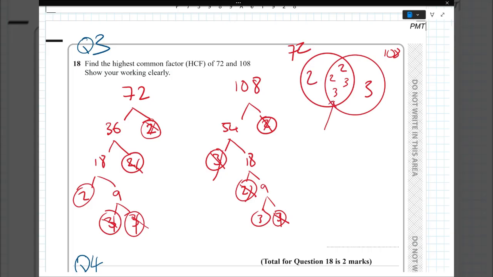To get the highest common factor, we multiply all of the numbers that are in the intersection. If we wanted the lowest common multiple, we multiply all of the values that we can see inside the Venn diagram. And this one will make 36.